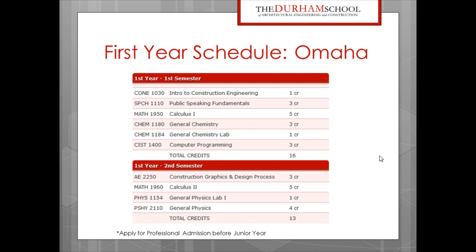Let me give you an idea what the first year classes look like. This provides our Omaha first year schedule. As you can see, you take your foundation courses within the first year. You have your chemistry, your calculus, your physics. You also have your intro to construction engineering, so you'll learn a little bit more about what it means to be a construction engineer. And then you also have your design graphics course.